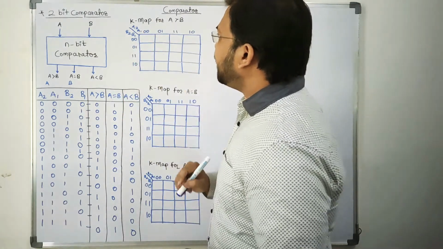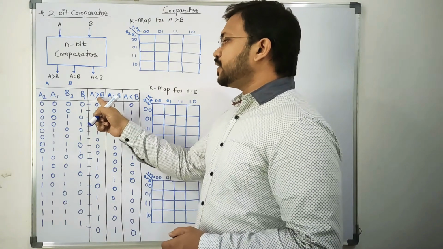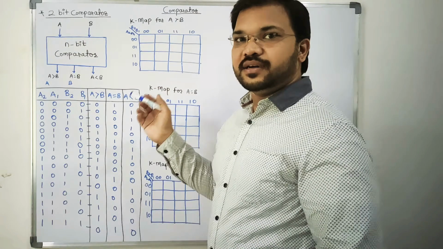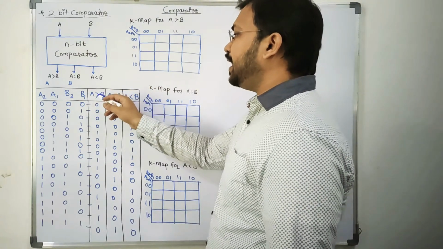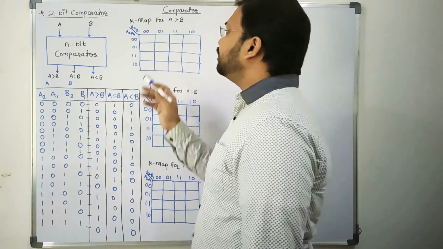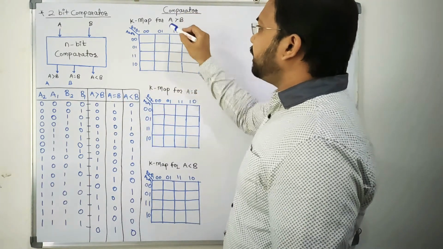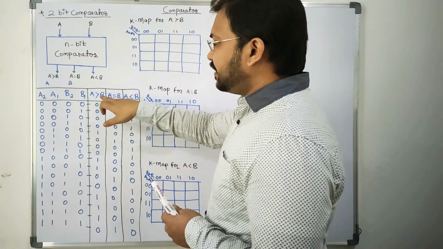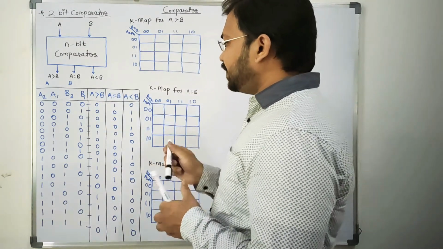So by using K-map, we have to find out the functions for A is greater than B, A is equal to B, and A is less than B. So here we have to find out the function of A greater than B, A equal to B, and A less than B by using K-map. First K-map, we have to put the value of A greater than B in this K-map. So one by one we have to see.